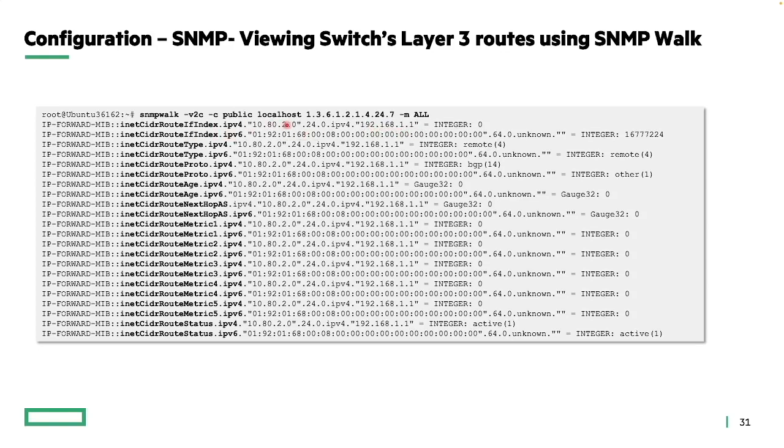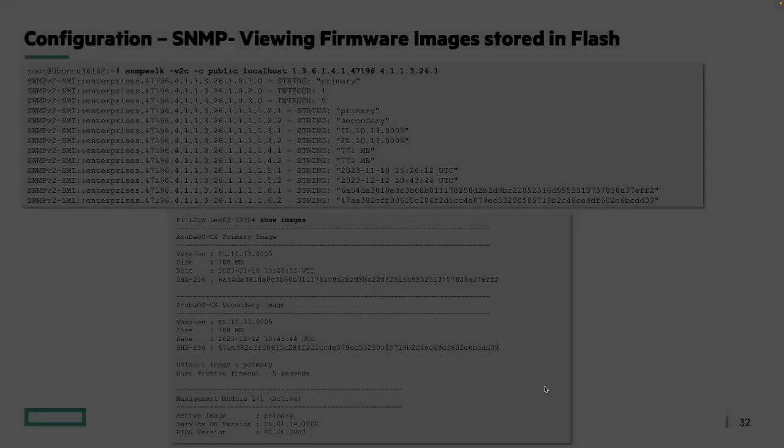It's just showing you the entries, right? So route type, then route protocol, then route age, route next hop areas, metric, route status. All these are the child MIB of this particular main layer 3 route. So it's showing you all the route entries. So you can also do this as well.